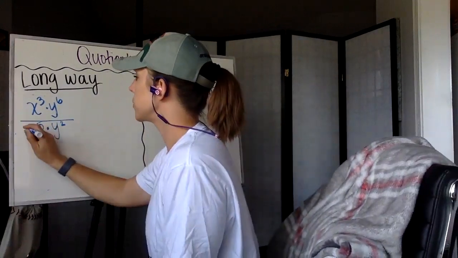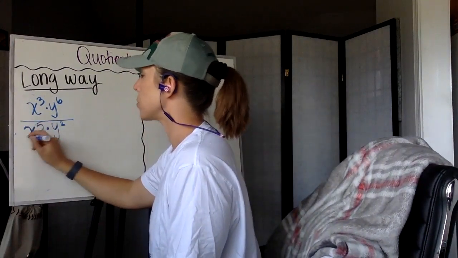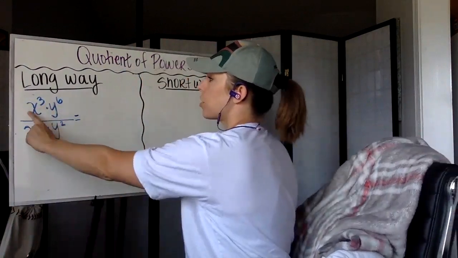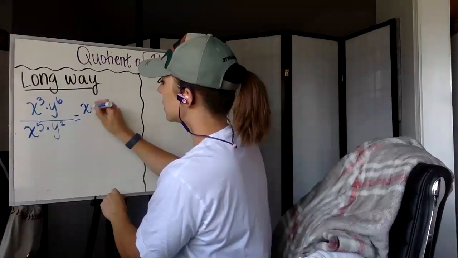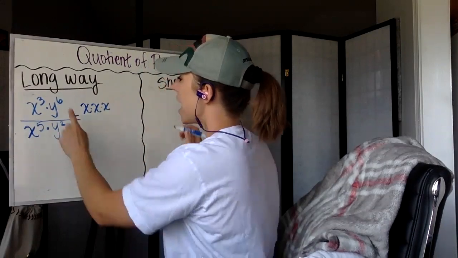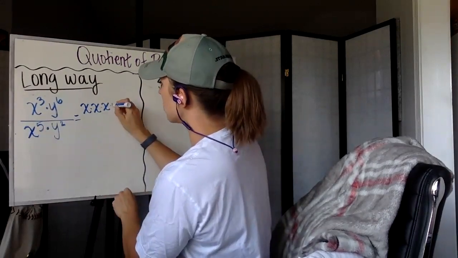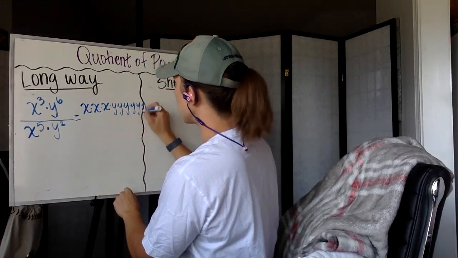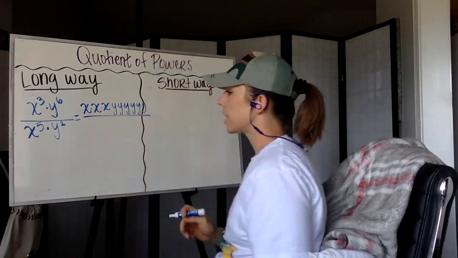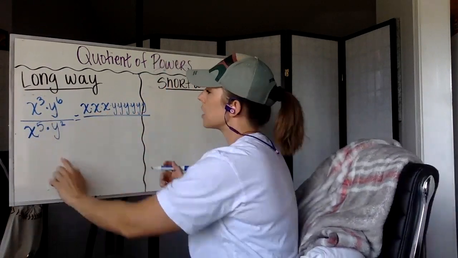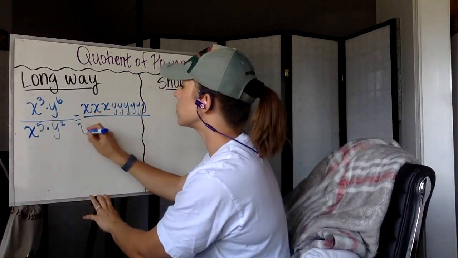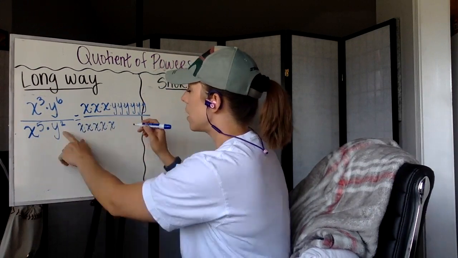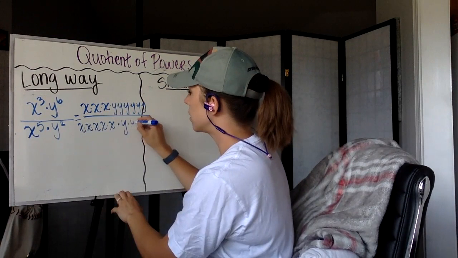Okay, long way. So the long way, again, you have to write out all the factors. So in the numerator here, we've got 3 x's, x times x times x. And we've got 6 y's. So times y, y, y, y, y. Thank goodness we have a shortcut, right? In the denominator, we have 5 x's, 1, 2, 3, 4, 5, and 2 y's, 1, 2.